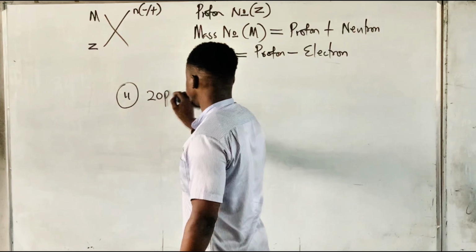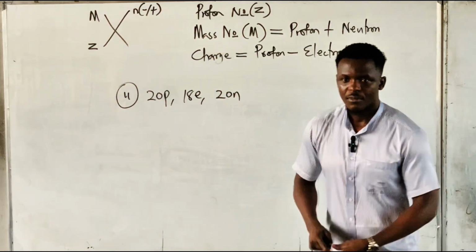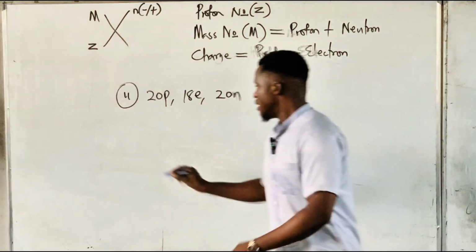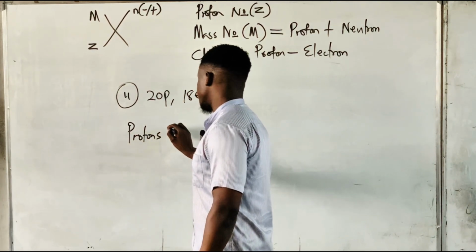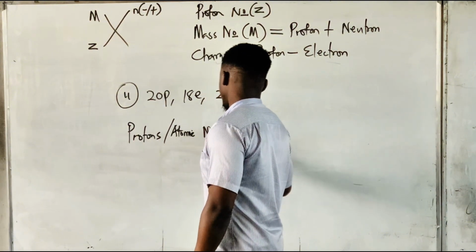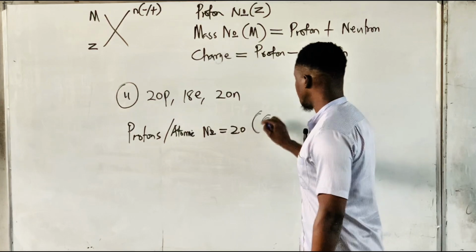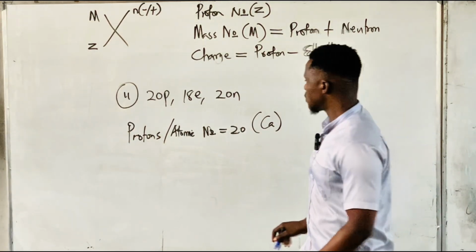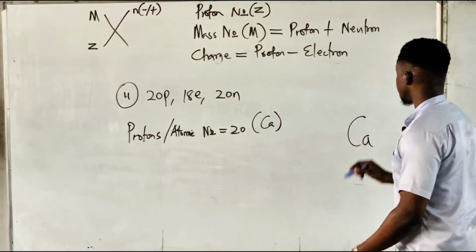20 proton, 18 electron, 20 neutron. This was the second question. So first thing first, I'll say my proton, which is same thing as the atomic number, is equals to 20. Which atom has atomic number of 20? Calcium. Now, the next thing I'm going to say is, I'll come here, I'll put calcium.